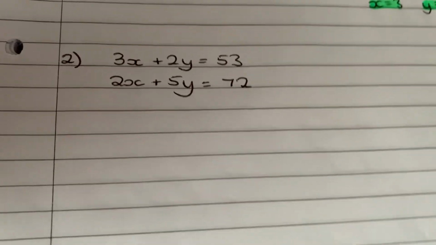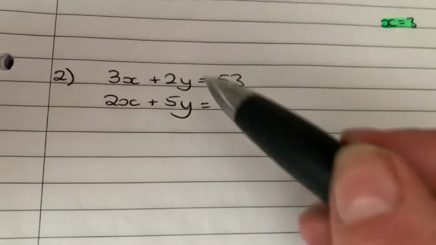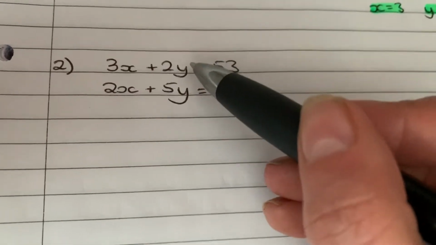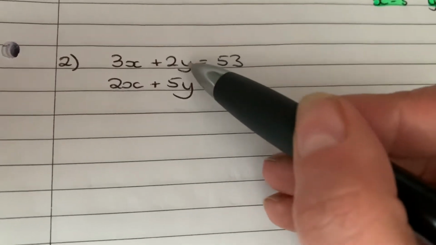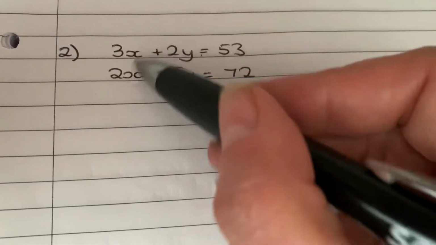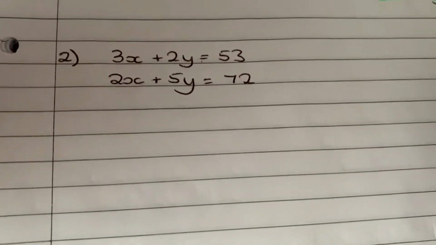Now, this time, hopefully you've noticed that I can't multiply 2 by anything, that's 2.5, but not by a whole number. I can't multiply this one by anything to make 5, and I can't multiply this one or this one by anything to make the same. So I've got to multiply both of them.